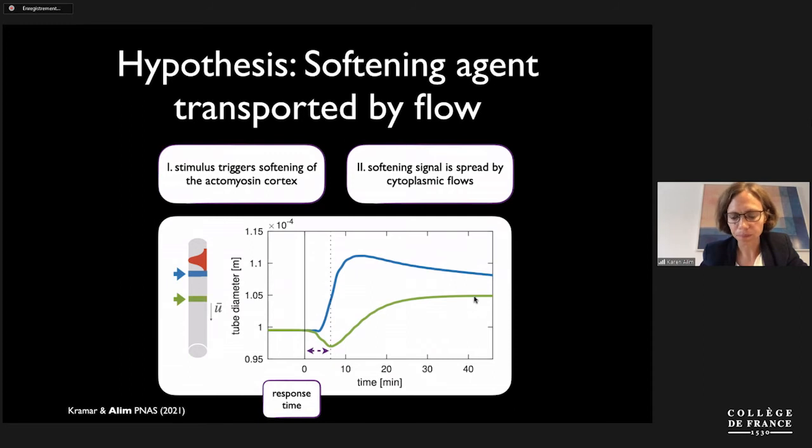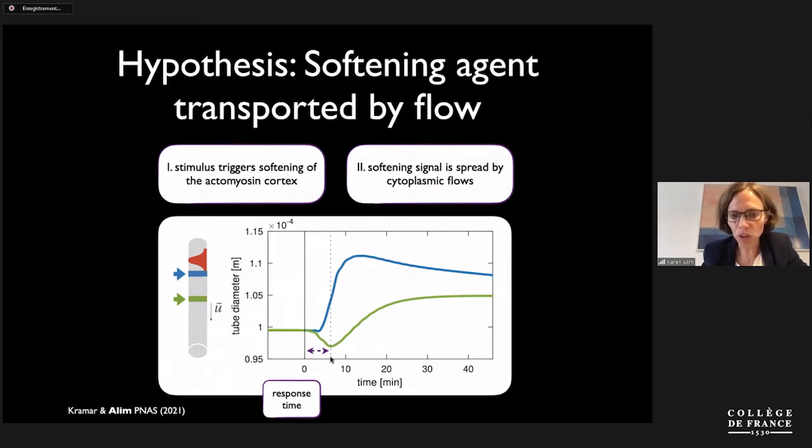It also allows us to identify another observable that we can quantify our data with, namely response time, which we term the time between when the stimulus hit and the minimum at which a tube segment starts to dilate. And now we can use these predictions to go back and actually look with different eyes on our data.